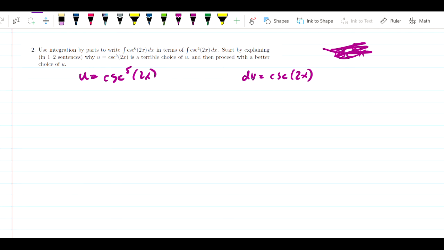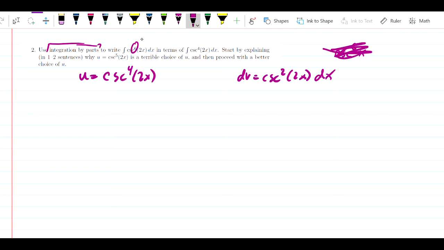So the simple explanation here is that you want to choose dv to be something that's going to be really, really easy to integrate and give you a nice clean antiderivative. So the better choice here is going to be u equals cosecant to the fourth 2x, dv equals cosecant squared 2x dx. And by the way, I watched a couple of you do this in the workshop, and some of you ignored the integration by parts part, and you said, oh, I can just do this by using the trig identities. Yes, you can. I really should have made this an odd number so that wouldn't work, but I didn't. So you still have to follow the instructions.